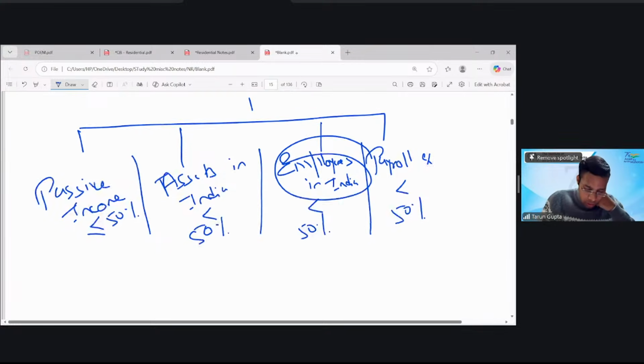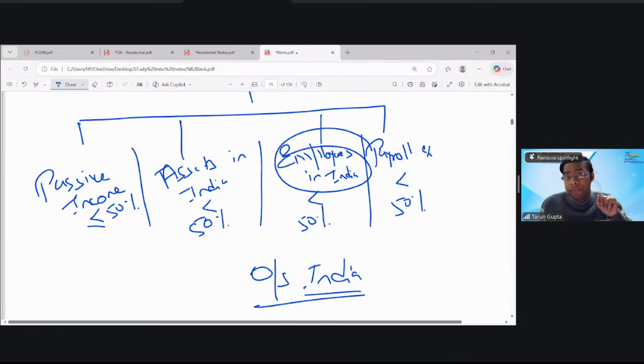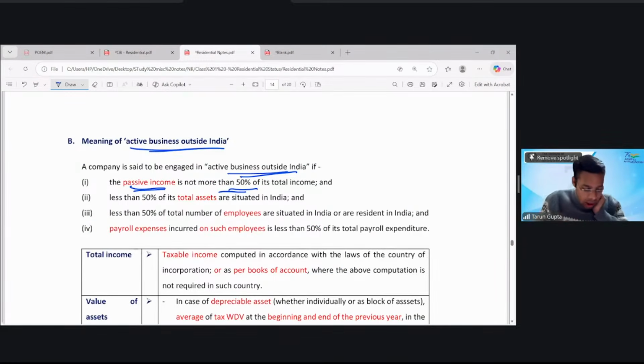So what does it prove? That more than 50% of the business is outside India. And therefore we say the company is engaged in active business outside India. So what it says is, a company is said to be engaged in active business outside India if passive income is not more than 50% of total income, less than 50% of total assets are situated in India, less than 50% of the number of employees are situated in India or are resident in India, and the payroll expense incurred on such employees, meaning employees who are situated or resident in India, is less than 50% of the total payroll expense.